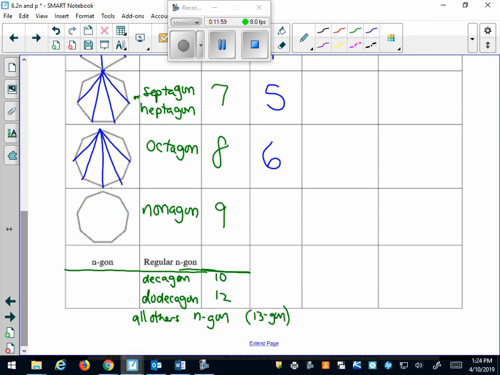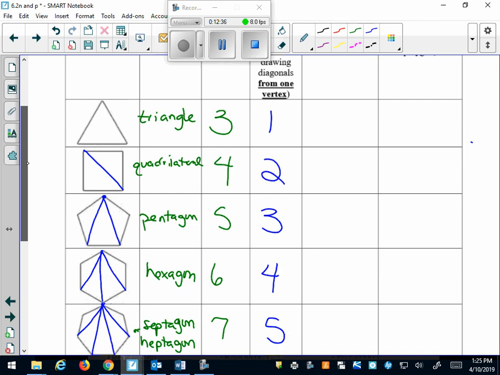Okay, so I would like you to also fill in this last category here, right? A regular n-gon has n sides. N is what we use as the number of sides. So then the number of triangles formed could be expressed how? Using n. Yeah, n minus 2. Every single number in that column is 2 less than the number of sides. You guys see that? Yes? Okay. All right, so let's go back up here now.